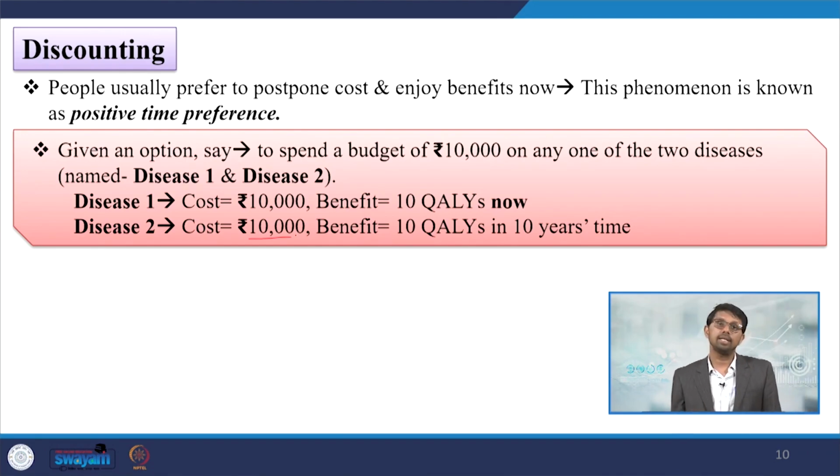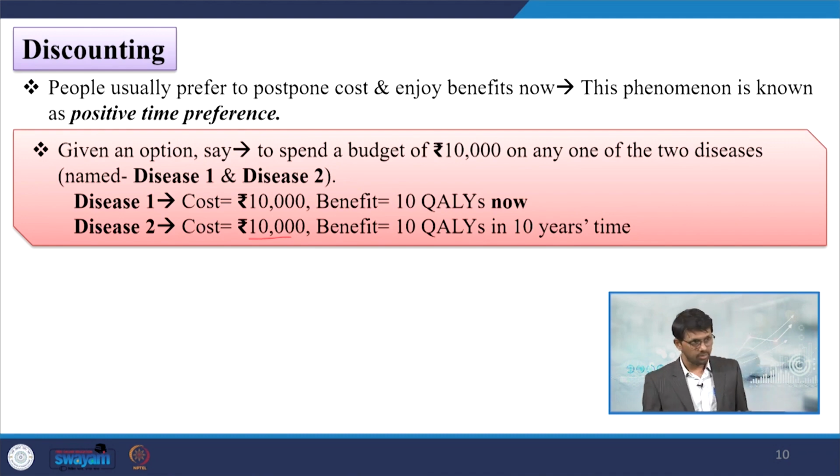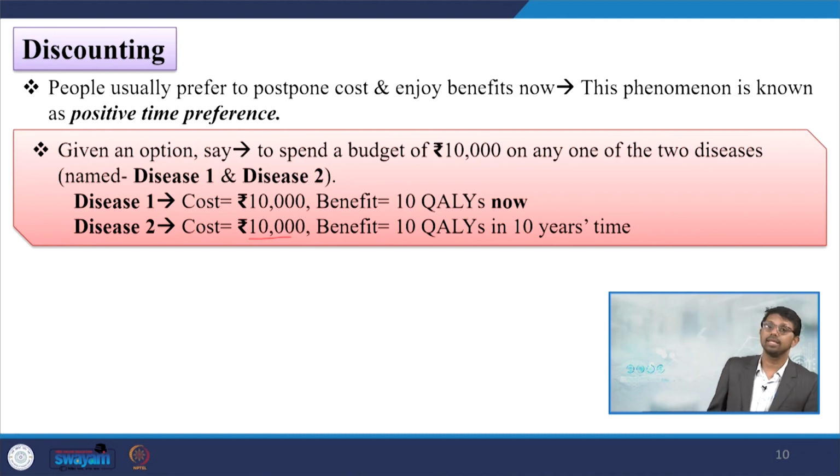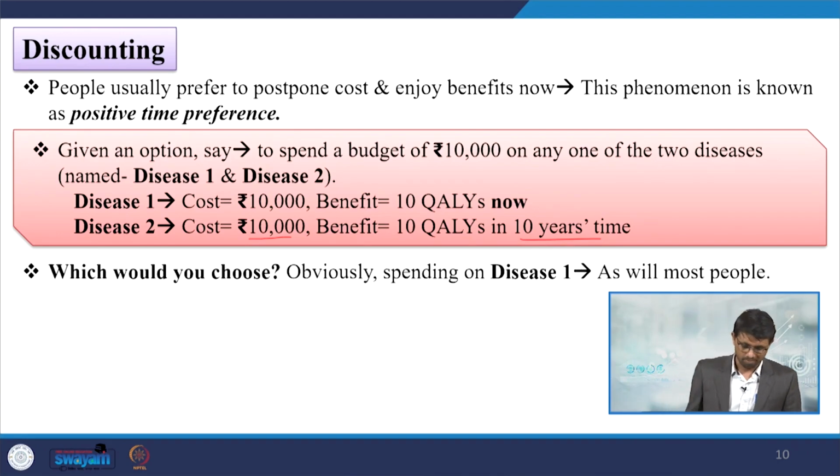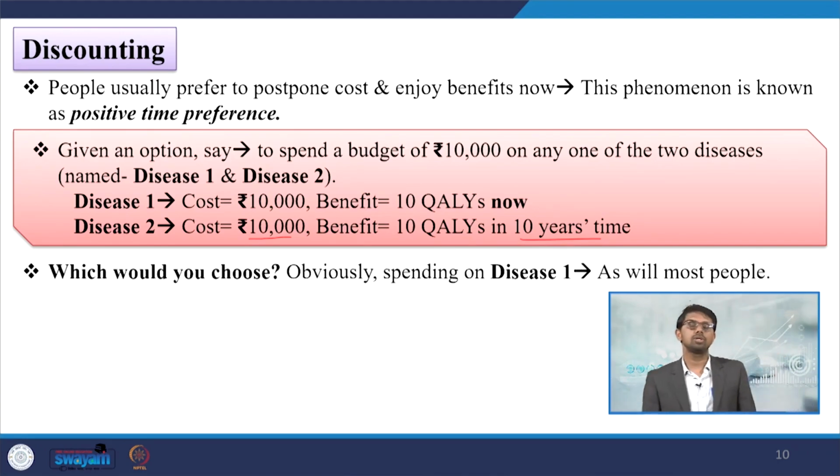and the benefit is also 10 QALYs, but it is distributed over 10 years. So, 10 QALYs in 10 years time. In the first year they receive some QALYs, then in the second year, but in total over 10 years it is 10 QALYs. Then in this case, which one should be preferred?